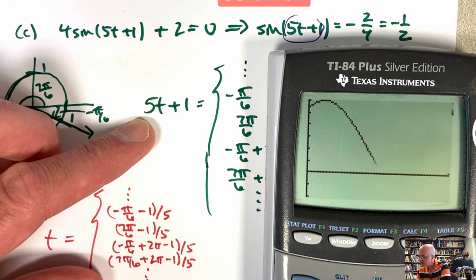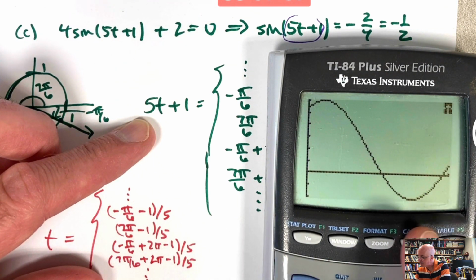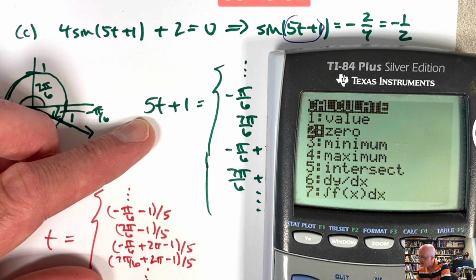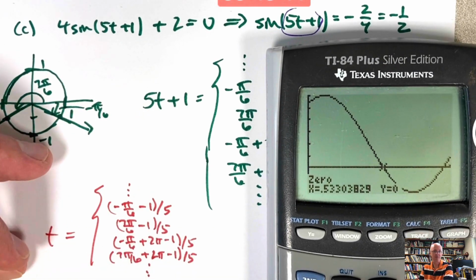There we go. And then we'll find the 0 there. Left bound, right bound, and guess. 0.533. There we go. Okay, we confirmed the answer.